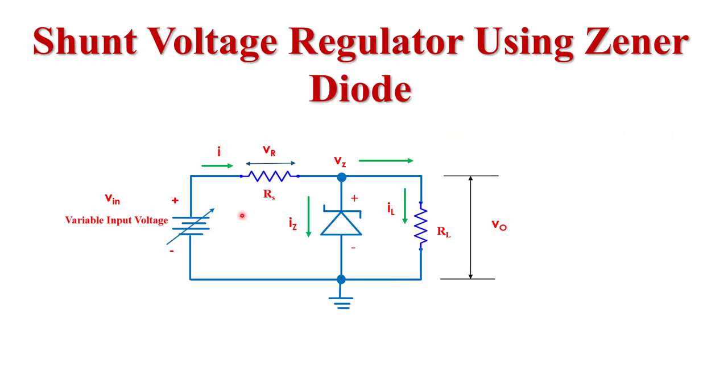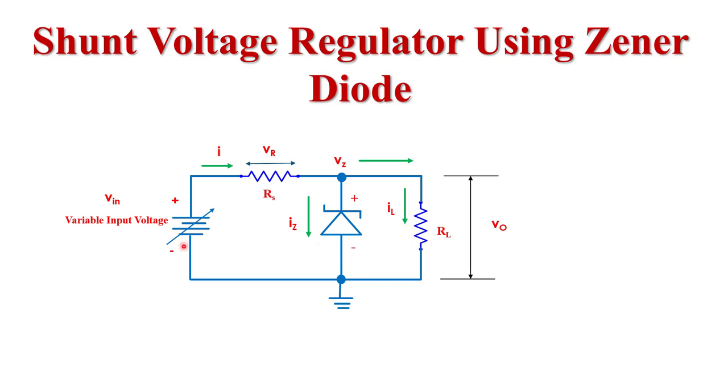Now I will explain this circuit in detail. This circuit is also called a shunt voltage regulator circuit because the main component, the control element, is connected in the shunt branch of the circuit. Shunt branch means the control element is connected in parallel with the load. This is the load, and this is the shunt branch, or the parallel branch of the load. So the control element is connected here. That is why it is called a shunt voltage regulator.